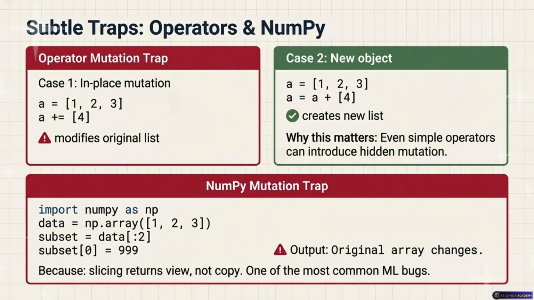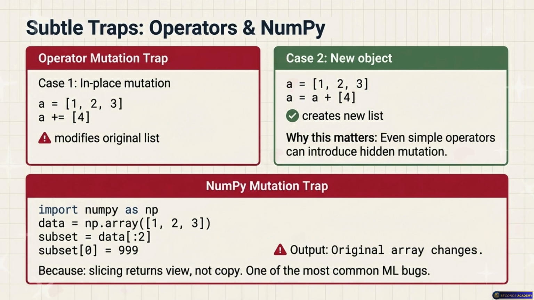But when you write a equals a plus 4, Python invokes just the standard __add__ method. And what does that one do? It is programmed to read the original list, read the new element, allocate a completely new block of memory, place a combined result there, and then reassign the sticky note A to this new block. Leaving the original list totally untouched. Right. It is perfectly safe.